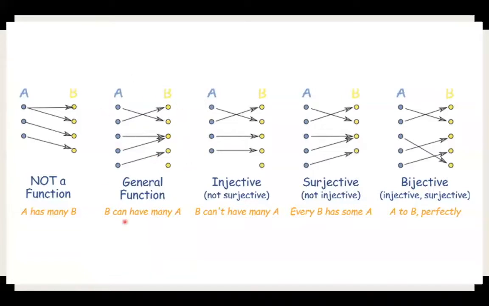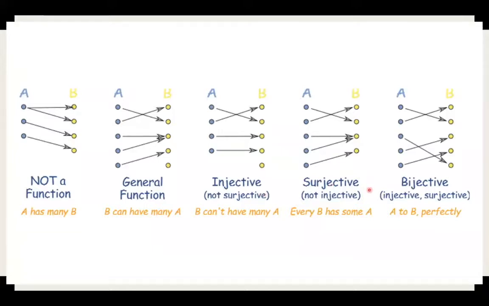Next, in a general function, B can have many A. So B can have many A. Injective means that B can't have many A. So B can't have many A. There exists one element in B that is not mapped to A. So that's injective.